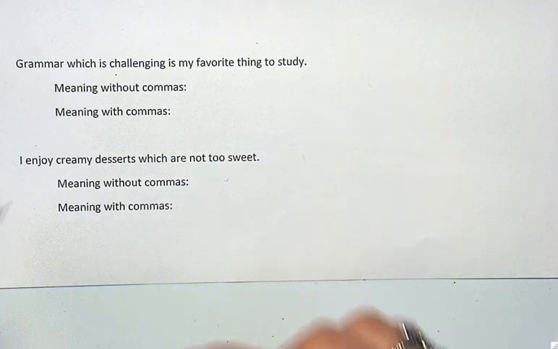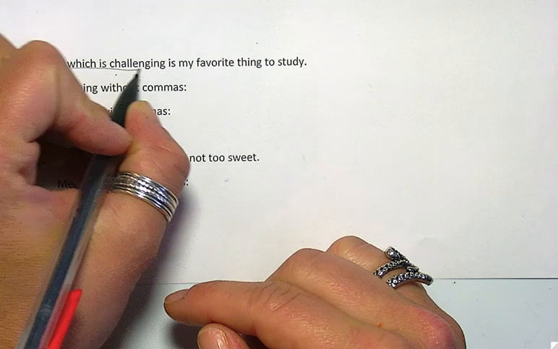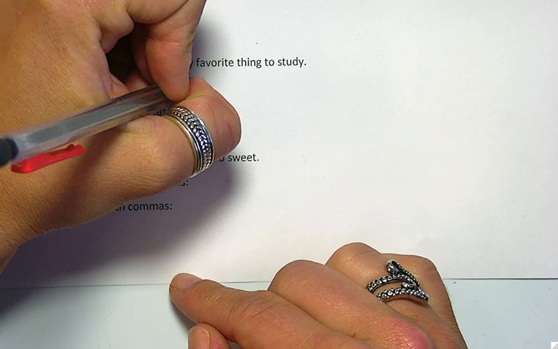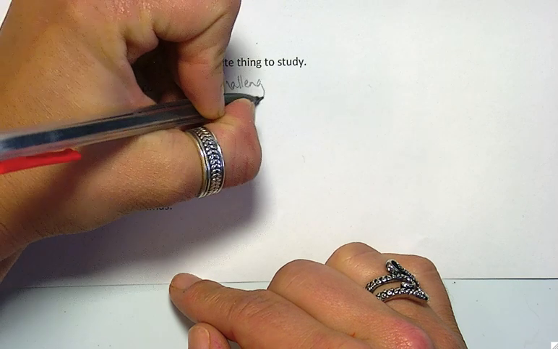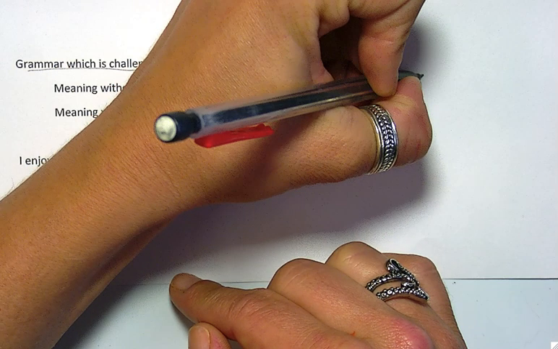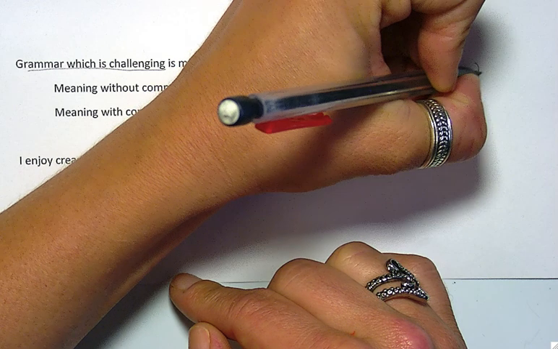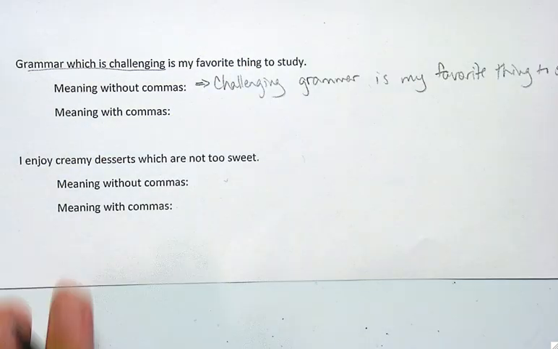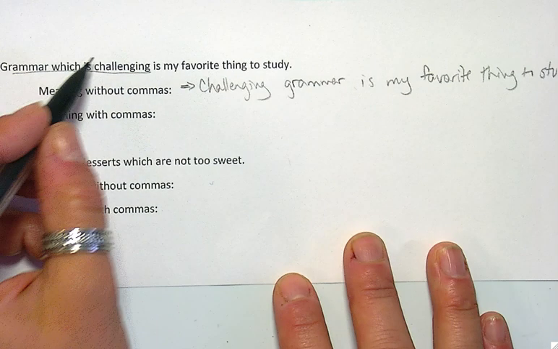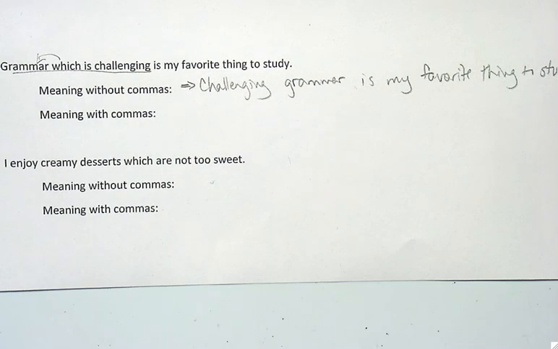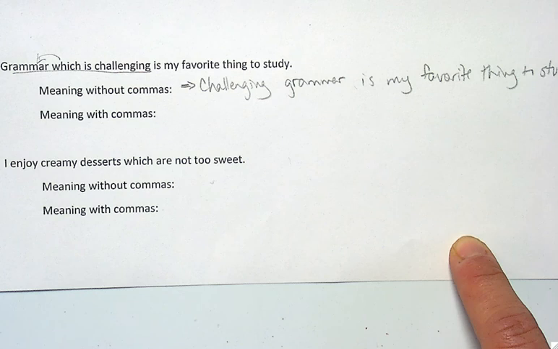In this case, without commas, this whole thing is my subject. So we could say something like, challenging grammar is my favorite. Not all grammar, just the challenging grammar. It's a specific type of grammar. Challenging grammar. Challenging grammar is my favorite. So we could use an adjective clause or we can just use a plain adjective in this one because there's an easy way to make an adjective.